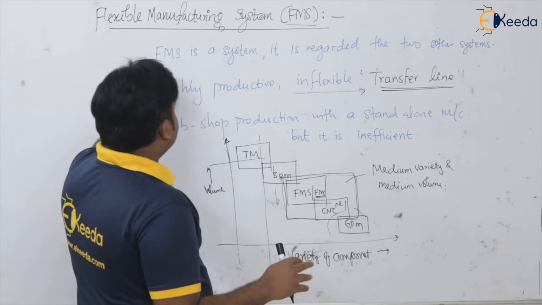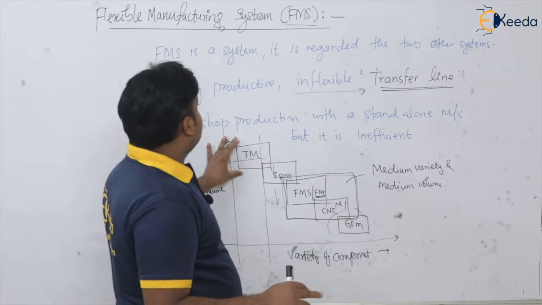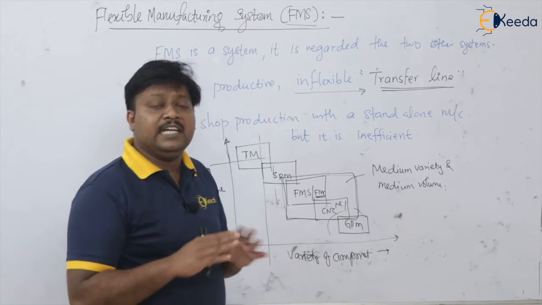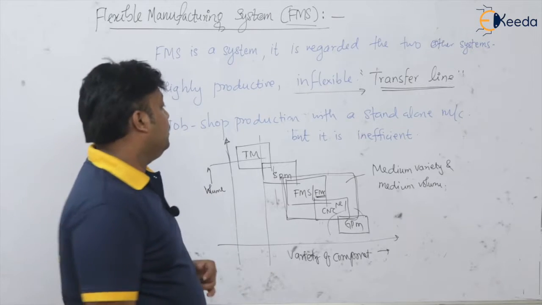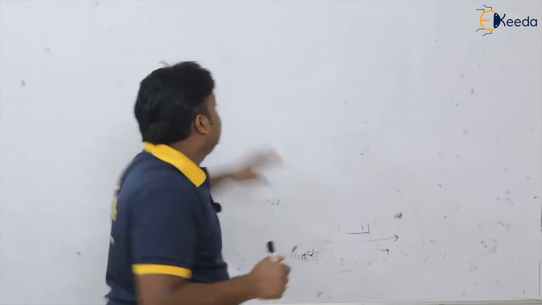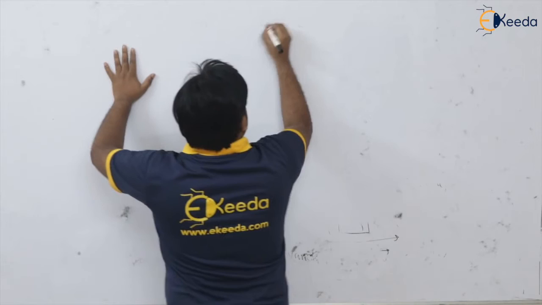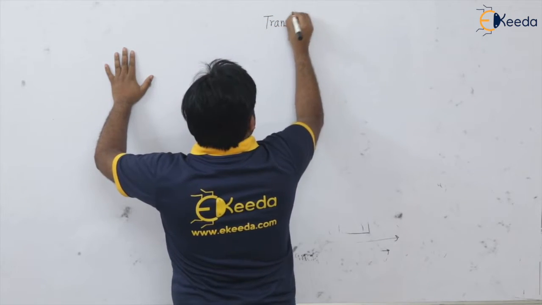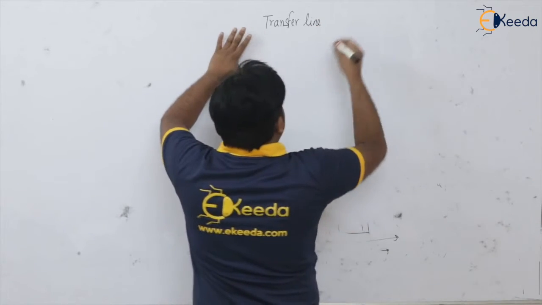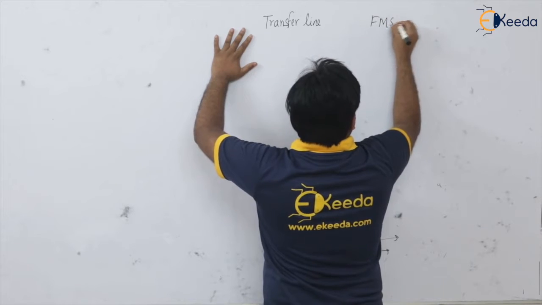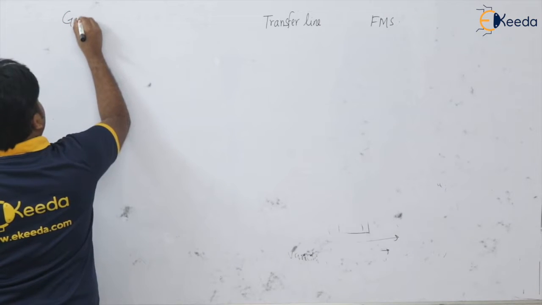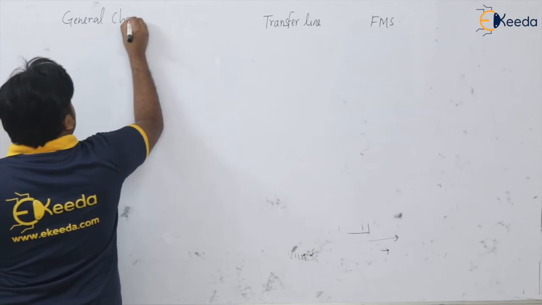We are comparing this FMS, flexible manufacturing system, with this transfer line, where the line is mechanized or automated in such a fashion that manless manufacturing can be possible. Now suppose we want to compare this transfer line, or the machine used, known as transfer machine, with our flexible manufacturing system. So with the general characteristics, here I am writing the general characteristics.